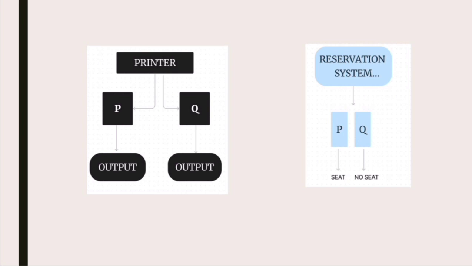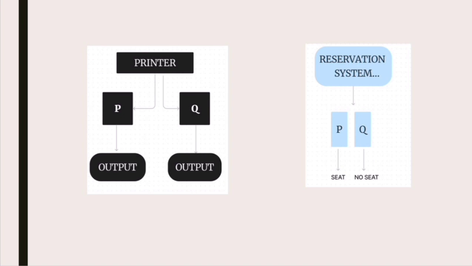The second one is the reservation system. In this case, two travel agents P and Q are concurrently attempting to reserve the last remaining seat on a flight. Only one of them can get the seat, but it doesn't matter which one gets it from the perspective of the reservation system. The non-deterministic aspect here is that the order in which the reservation system processes their requests can vary. For example, if both the agents send a request at almost the same time, the system may arbitrarily choose to process one request before the other.